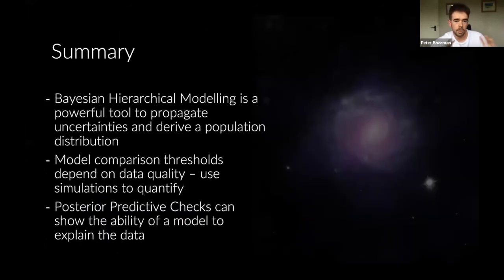Okay, so that was probably quite quick for these extra concepts, but just briefly, so we've covered Bayesian hierarchical modeling, basically this idea of combining individual posteriors into a sample distribution. Then there's also ways to work out the correct sort of model thresholds or model comparison thresholds to use for any particular data set quality that you might be using. And then there's also posterior predictive checks to get more of a quantitative measure of the goodness of fit for a particular fit that you get with BXA.